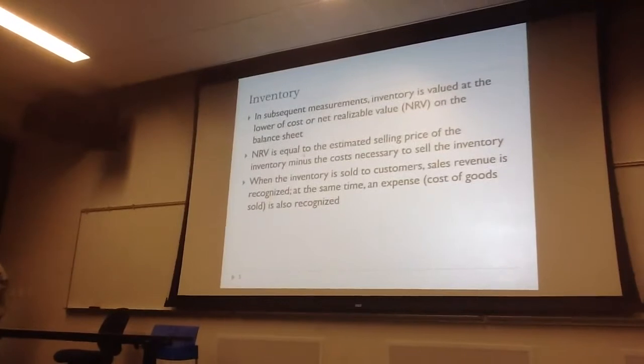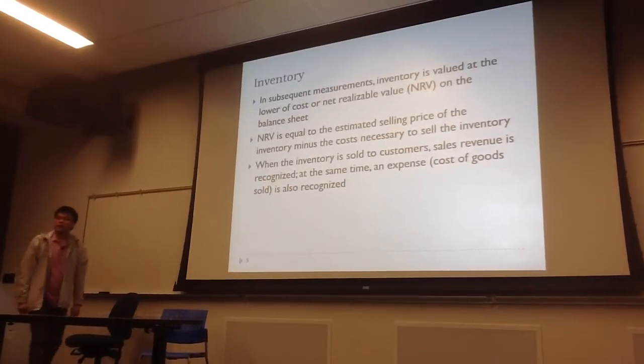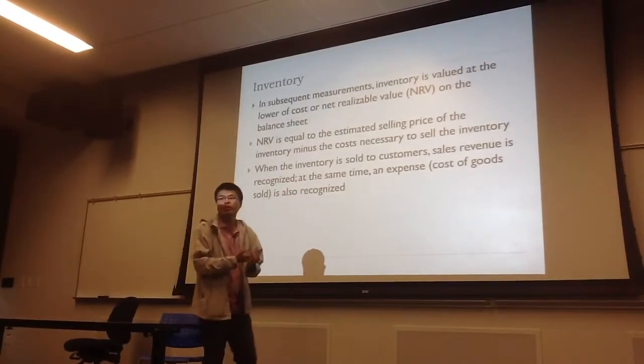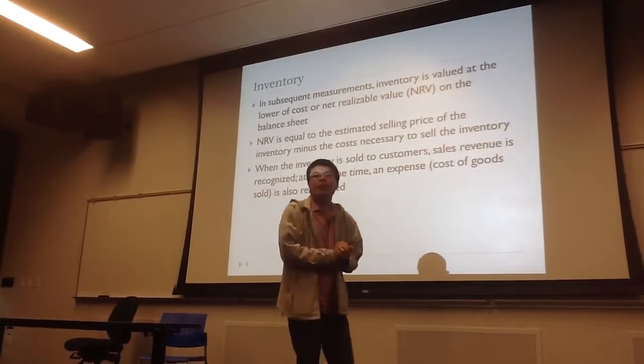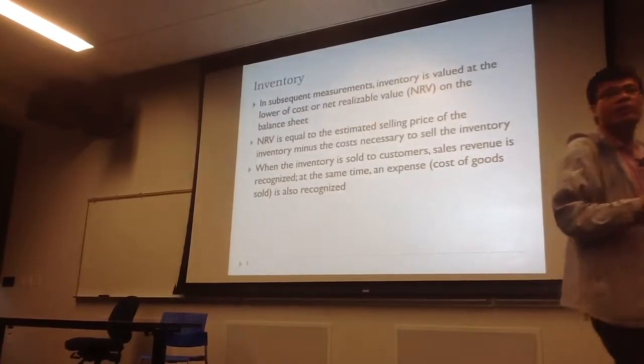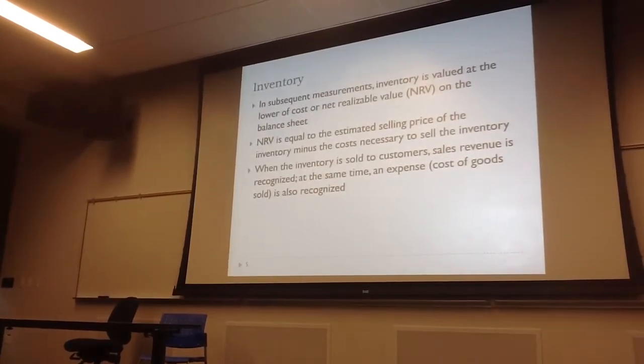And then minus the cost that is necessary to sell the inventory. So for example, if you have to pay a commission fee to your salesperson in order to sell a product, that would be part of the cost to sell the product. So any selling expenses, any commission fees that you have to pay, will be deducted from the estimated selling price.